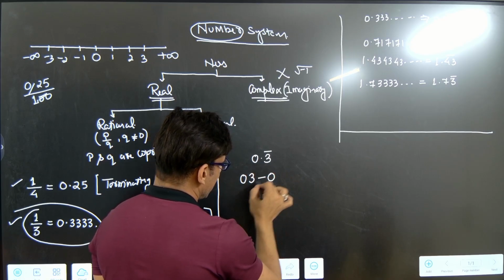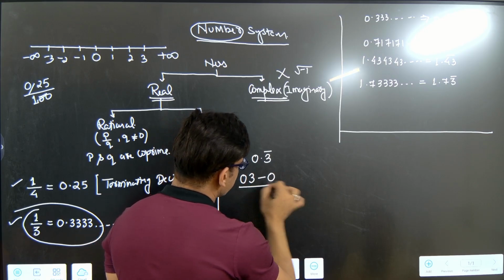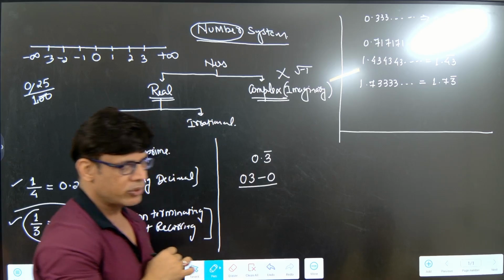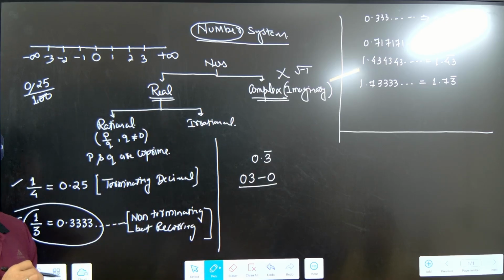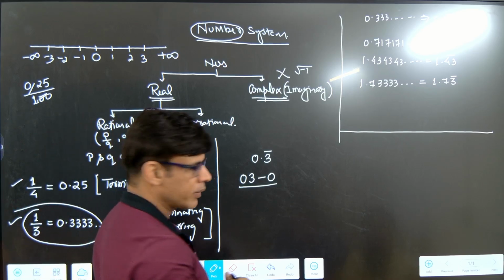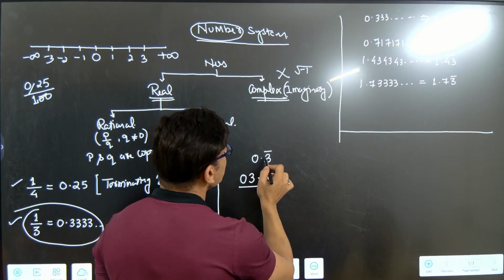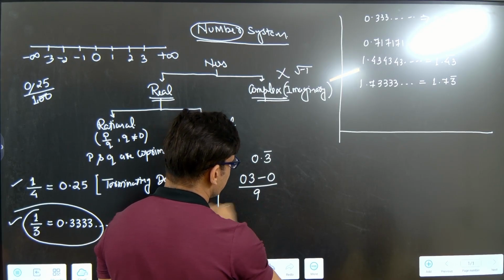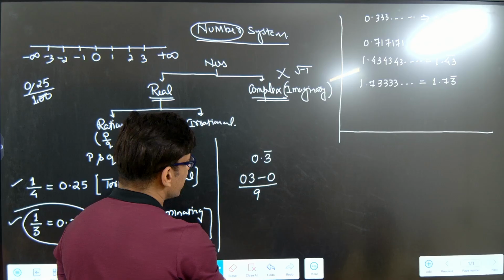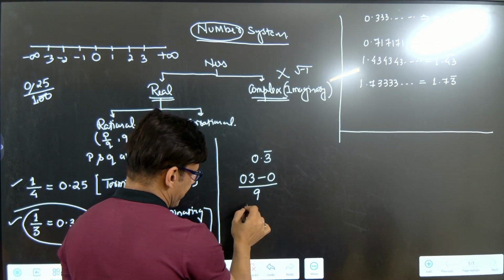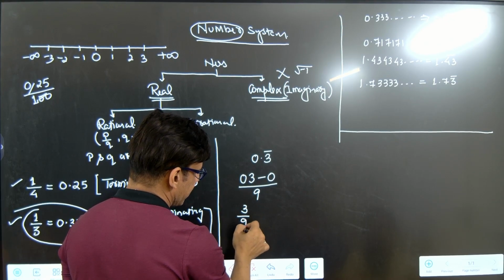Then directly come to the denominator. In the denominator, put as many 9s as there are digits under the bar. If the bar is on 1 digit, put one 9. If the bar is on 2 digits, put two 9s. Since the bar is on how many digits? 1 digit. So put one 9 for it. How much will it give you? 3 by 9, which is equal to what?